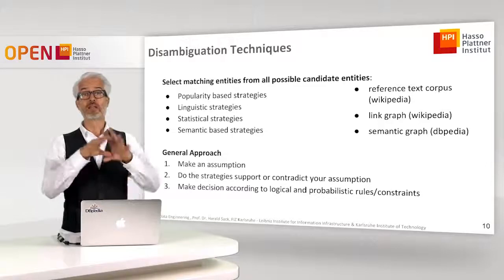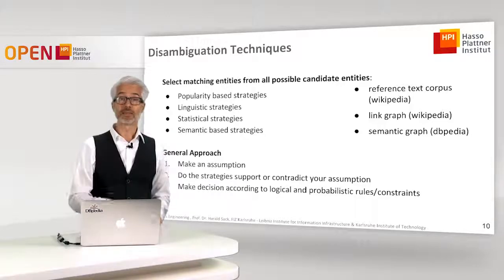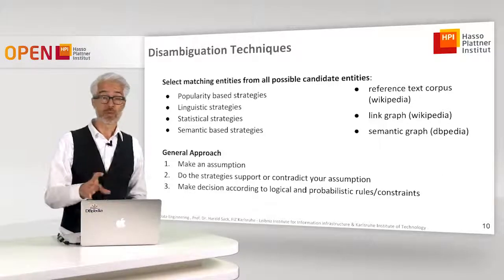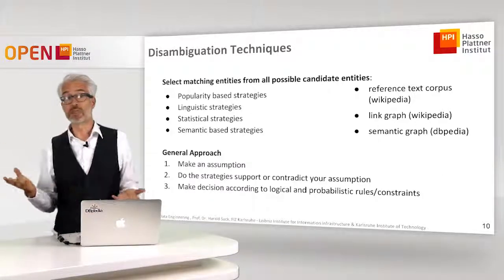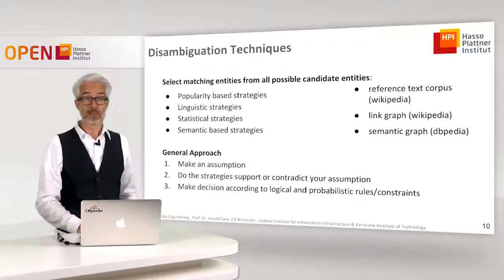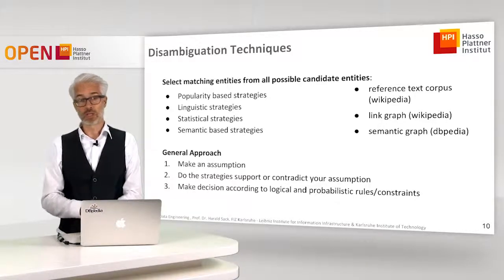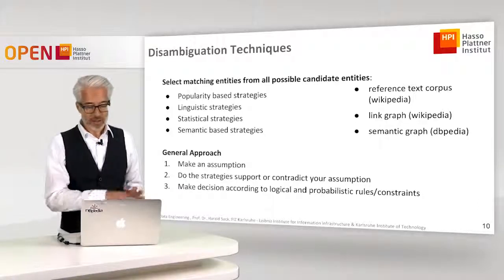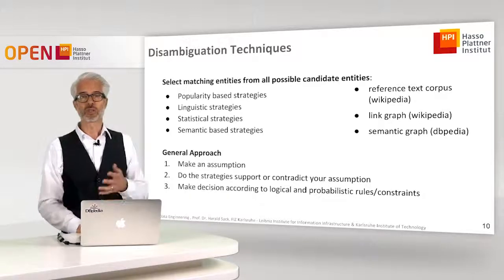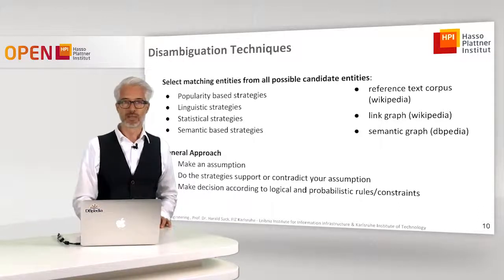Or you can use the link graph. So this is the links between all the Wikipedia articles. That's a link graph, also can be used for statistical strategies. Or you take the semantic graph, which is induced by the RDF graph of DBpedia. And then usually you make an assumption. So for example, you say, yeah, it must be Lance Armstrong, it must be Eagle the bird, it must be Moon, the celestial body, and then you simply look how your strategy supports or contradicts this assumption, and then you make a decision according to logical or probabilistic rules and constraints that you have. We will come back to that later on.